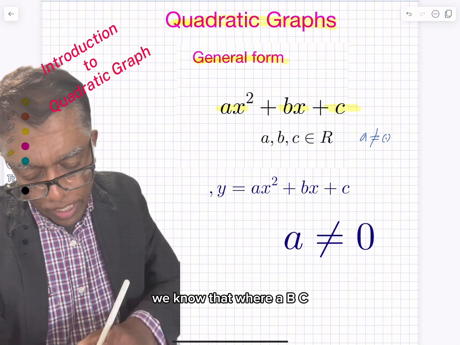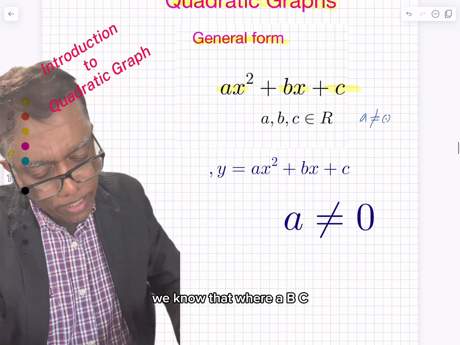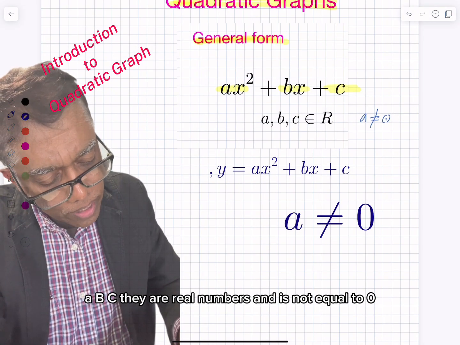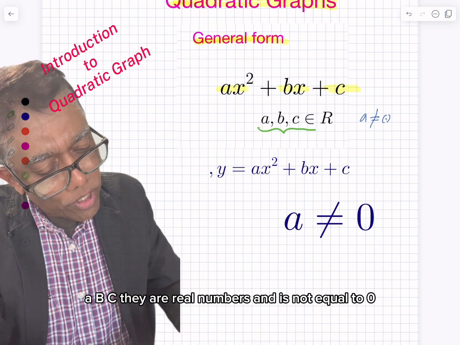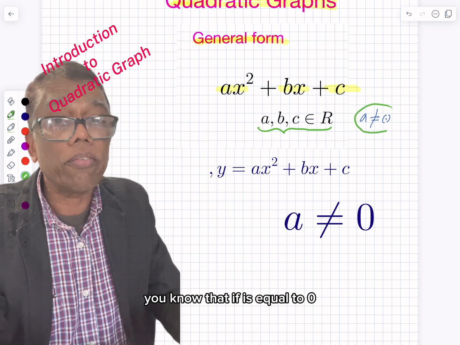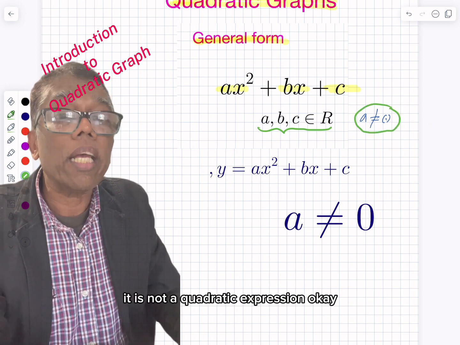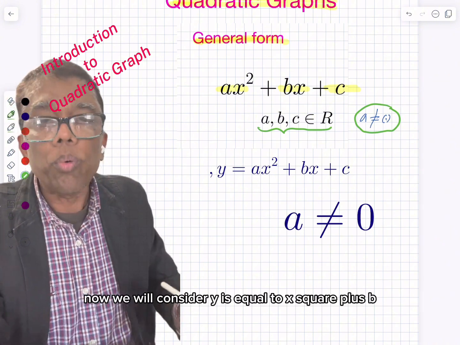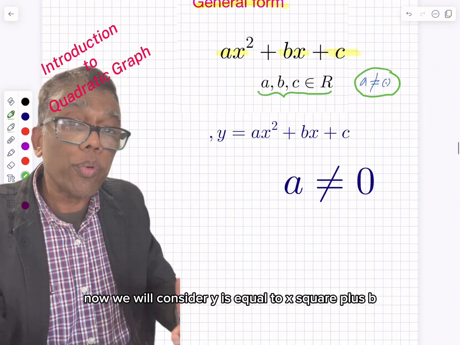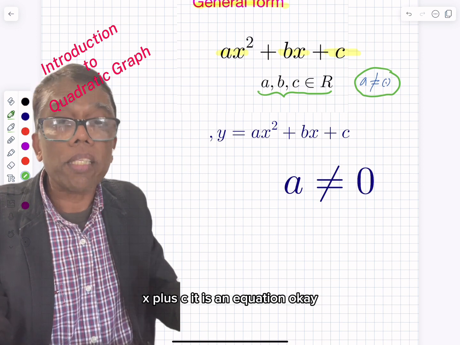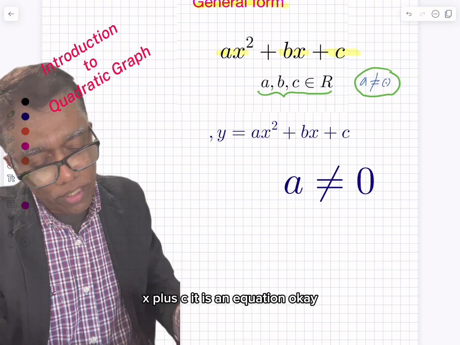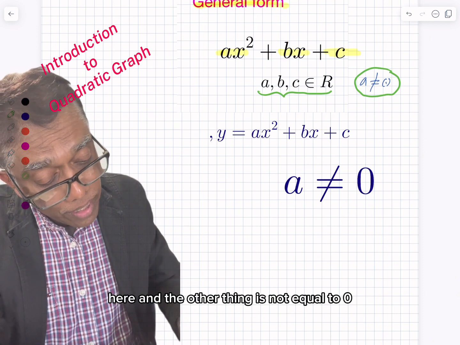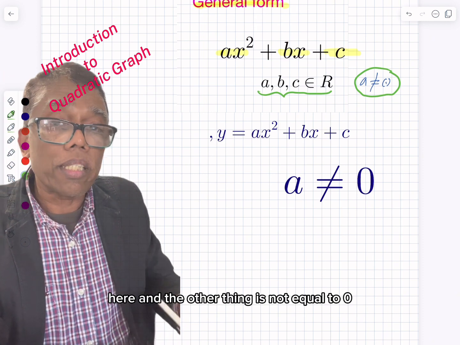Okay, we know that A, B, C are real numbers and A is not equal to 0. We know that if A is equal to 0, it is not a quadratic expression. Now we will consider y is equal to ax square plus bx plus c. It is an equation. And the other thing, a is not equal to 0.